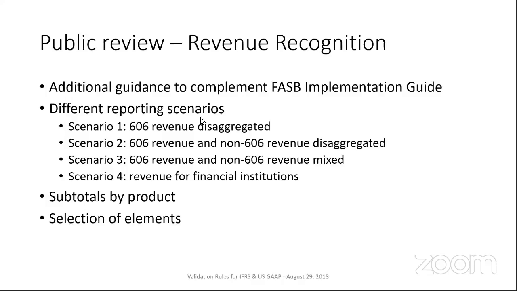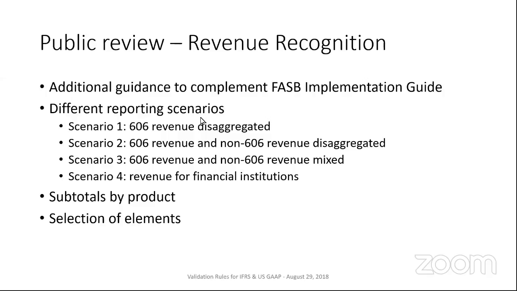The other thing that was added to this was subtotals by product, just to make this clear, for some of the more complicated disclosures where you've got multiple business lines and financing lines being reported. It's basically how you should deal with those, and if you've got multiple products being reported and there are subtotals in there, how that should be handled. And then there's just a brief section on selecting appropriate elements for these.